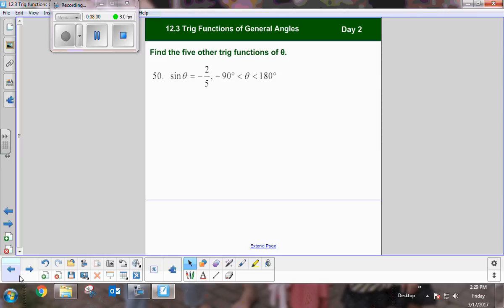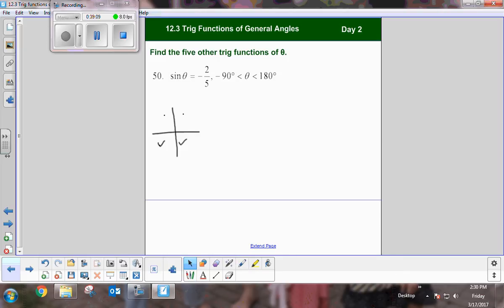I'm given two conditions. One is that the sine of theta is negative 2/5, and the other is that negative 90 degrees is less than theta is less than 180 degrees. So looking at the first condition, where is the sine negative? Remember, all students take calculus, right? So it's negative in the third and the fourth quadrant. Now the second condition is not one where I have to use all students take calculus. It's actually telling me where the possible answers could be.